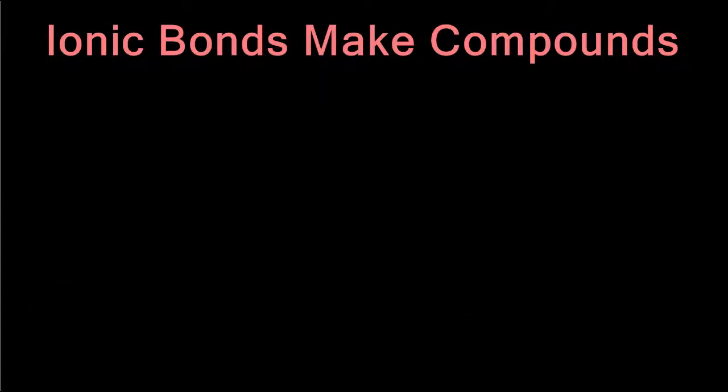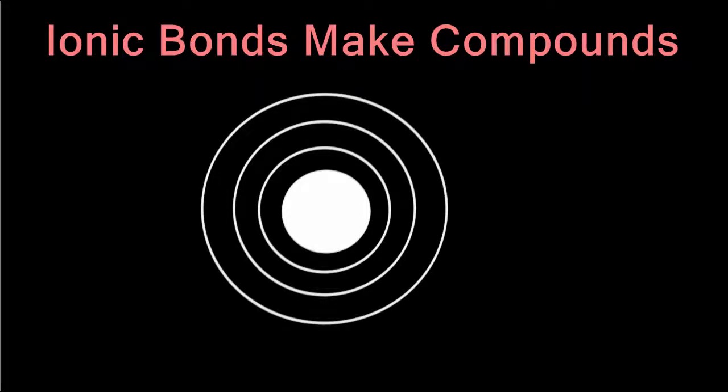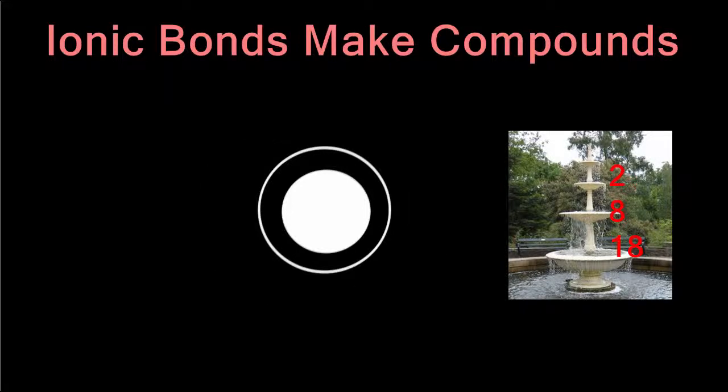An atom's ability to bond with other atoms is determined by the number of electrons in the outermost orbital. All atoms want their outermost orbital to be full. Think of the orbitals filling up with electrons like a tiered fountain fills up with water. Remember that the first orbital can hold 2 electrons. Any additional electrons overflow to the second orbital, which can hold 8. Any additional electrons after that overflow to the third orbital, which can hold 18.